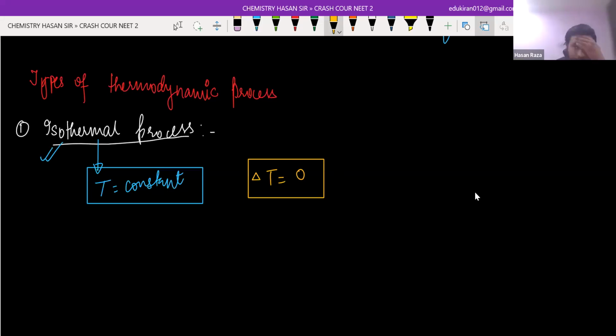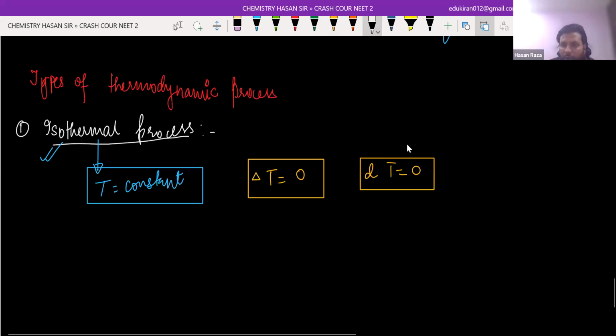Arpit, if temperature is constant and you calculate the change in temperature, it will be equal to final temperature minus initial temperature, and that is the same, so it will be 0. Or you can write dT is equal to 0. Samaira, dT is a small change in temperature.